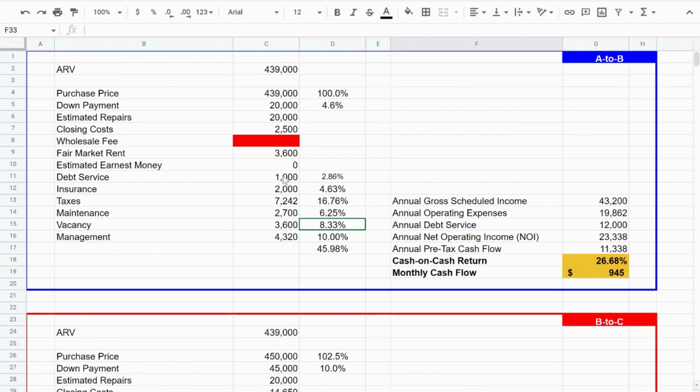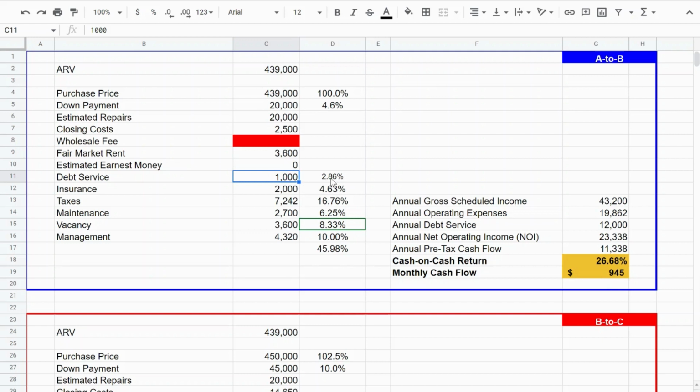Now, you might ask the question, well, what is this $1,000? That's $12,000 a year, right? $1,000 a month, and that works out to be 2.86% of the balance on this. Because again, we're offering to pay $439,000. We're paying $20,000 at close. That means $419,000 is the balance, and at $12,000 a year, that's 2.86%.